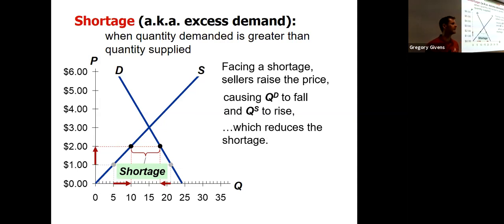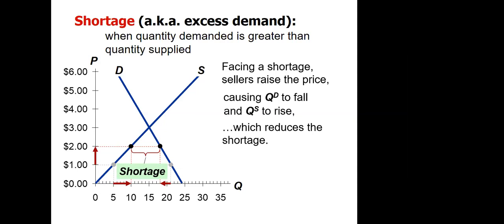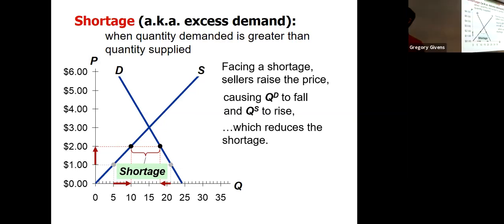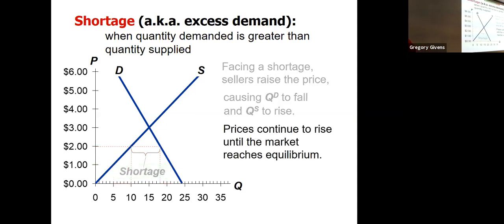That shortage, again, indicates that the market is still not in equilibrium. And so firms are going to continue to want to bid up the price until the cost to the marginal seller balances the value of the marginal buyer, right there at $3 per unit and an equilibrium quantity of 15.